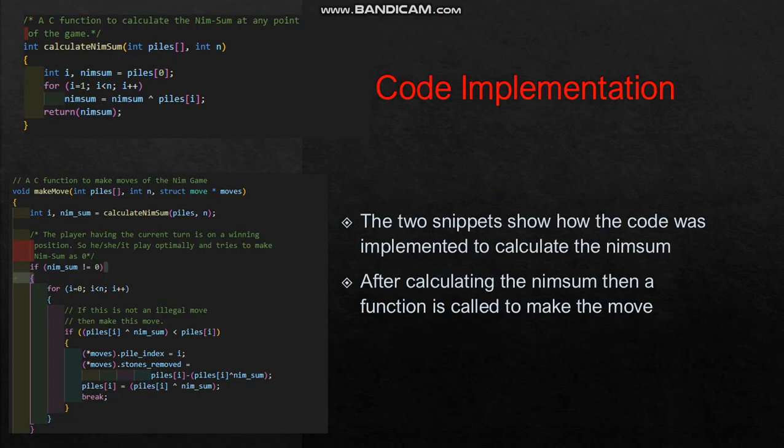According to the documentation, I used just two snippets. One snippet shows a calculation of the Nim sum, and the other one shows a function that makes the move in the Nim game.